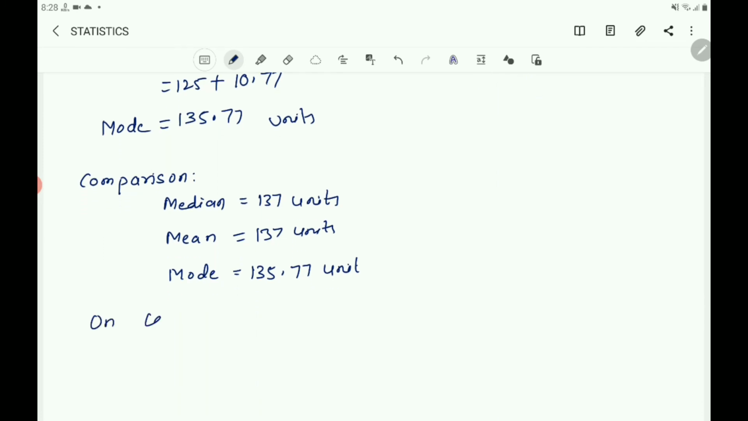On comparison, we find that the three measures are approximately the same in this case. Approximately, here these two are exactly the same, and this is approximately, we can compare them. We find that the three measures are approximately the same in this case.